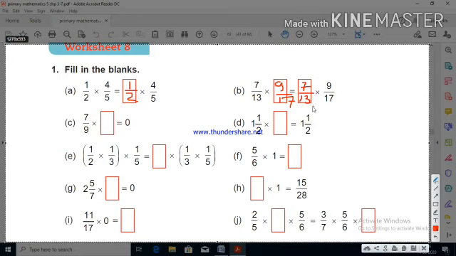Similarly, when we multiply any number with 0, it gives you 0 as a result. When you multiply any number with 1, it will give the number itself. Okay, similarly here you have to write 1 by 2. Here 5 by 6 is your answer.